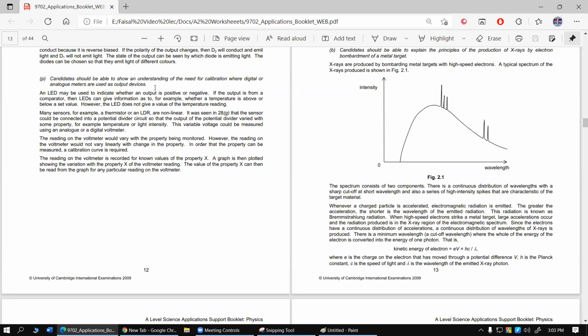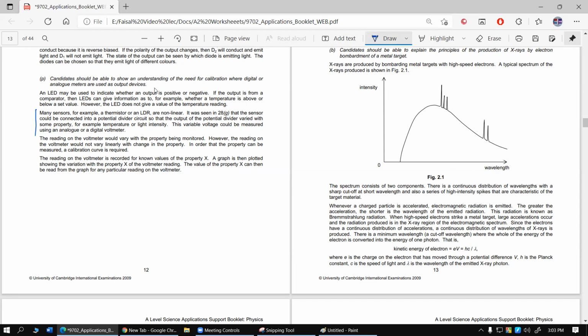The second paragraph tells us that many sensors, for example a thermistor or an LDR, are non-linear. It was seen in 28G that the sensor could be connected into a potential divider circuit, so that the output of the potential divider varied with some property, for example temperature or light intensity. This variable voltage could be measured using an analog or digital voltmeter.